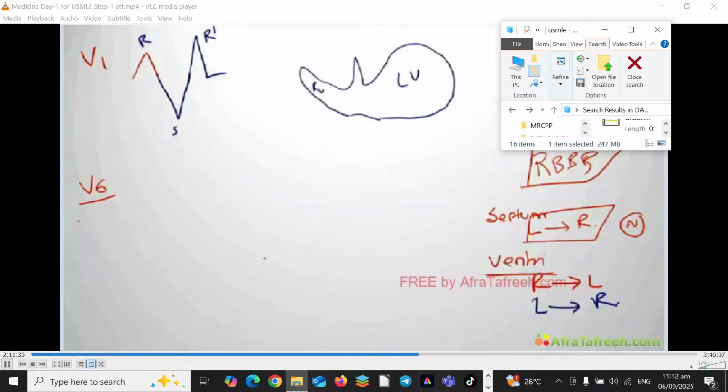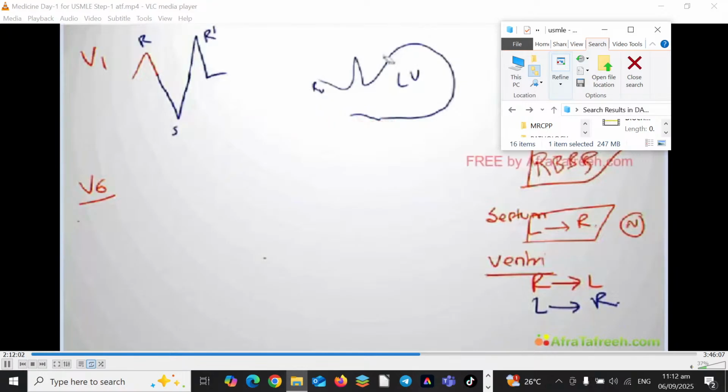So the LV is much bigger than the RV. Okay. The point I'm trying to make here is, you have to try and understand this concept: whatever happens, the LV is not going to disappear from the EKG. That is what I'm trying to help you understand.